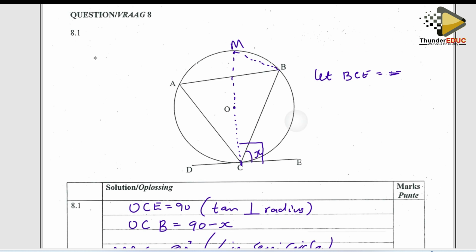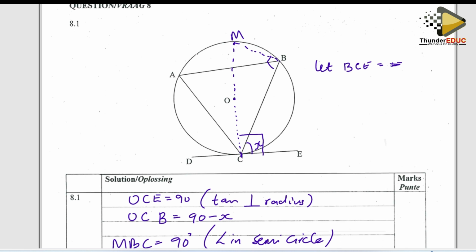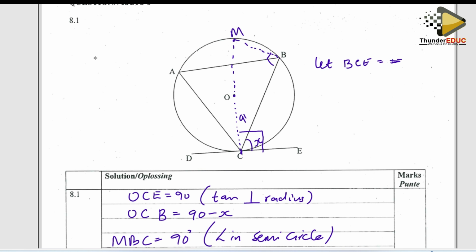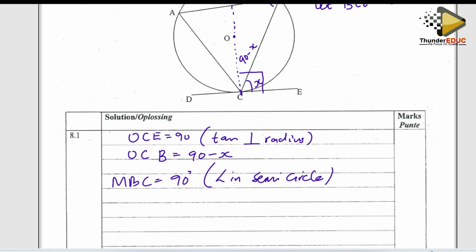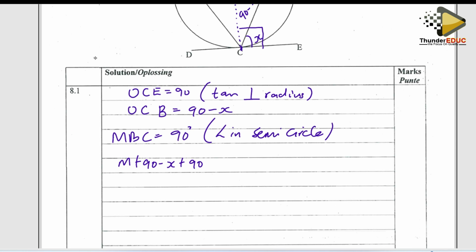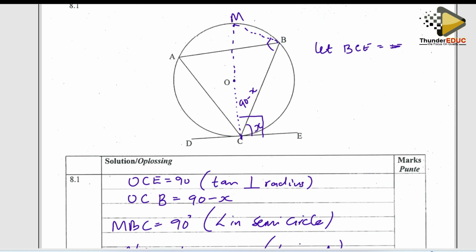Okay, if that is a 90, then I can use my angles in a triangle. We say this is 90 minus X to find what M is. So I know that M plus 90 minus X plus 90 must give me 180. Angles in a triangle. You don't need to show this step, but it's relevant. So M is X. Okay, so this is X.